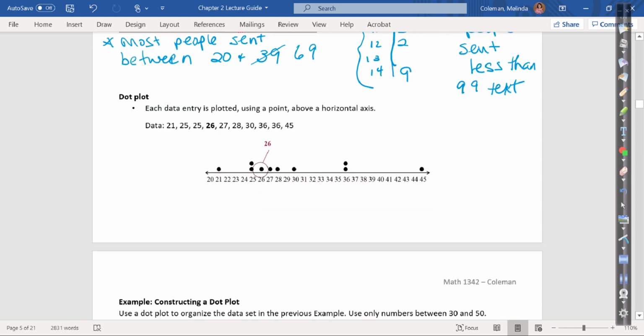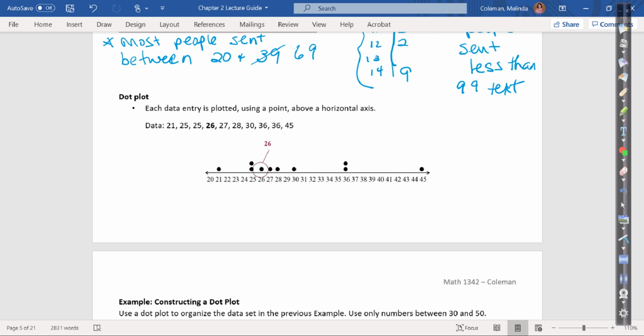Next, quantitative plot is called a dot plot. Basically, this is very similar to a stem and leaf. And instead, you're going to list all of your numbers across the x-axis.